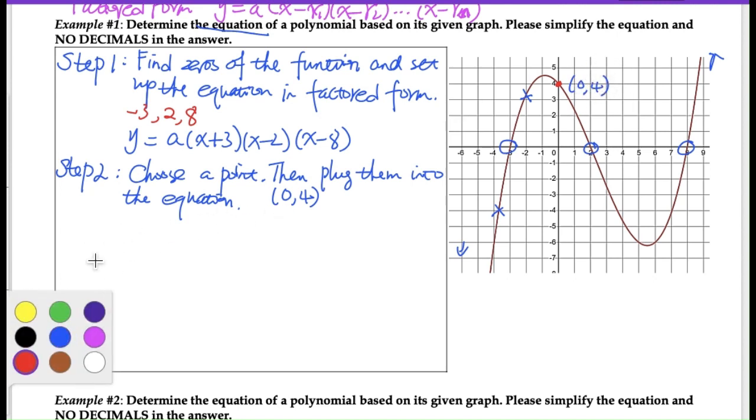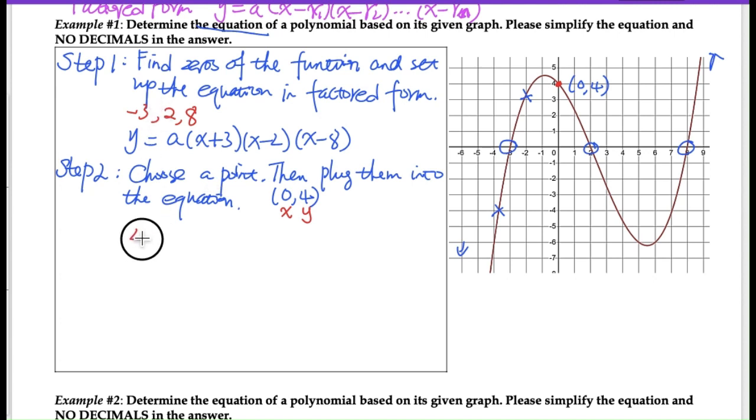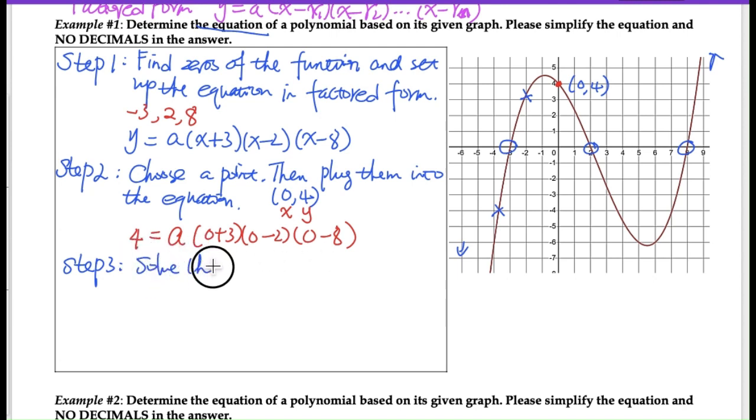Then we know x is 0 and y is 4, so we just plug into this. Then we have 4 equals a, which is still unknown, but now we can easily replace every single x with 0 and continue the calculation. So step 3, now we have the equation simplified like this. We just need to solve the equation. As you can see, the equation is very straightforward, so all we need to do is the calculation.